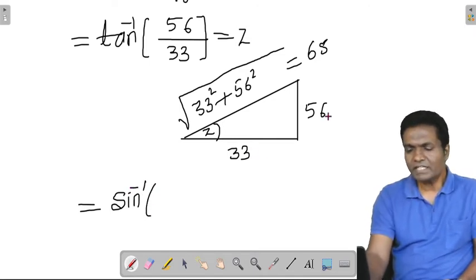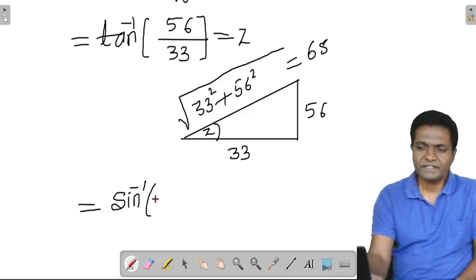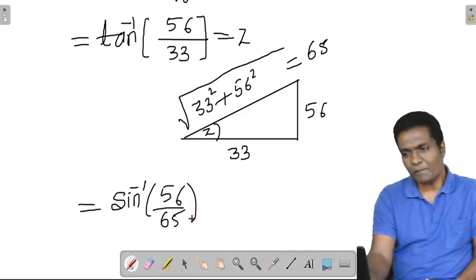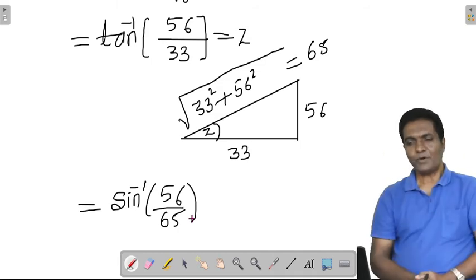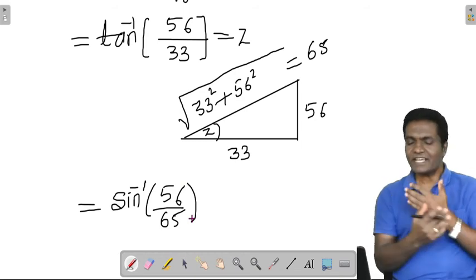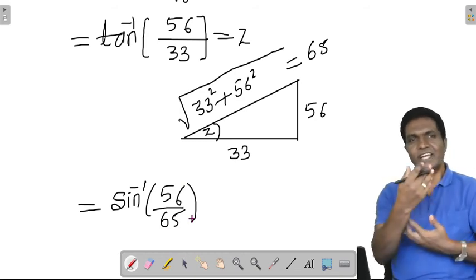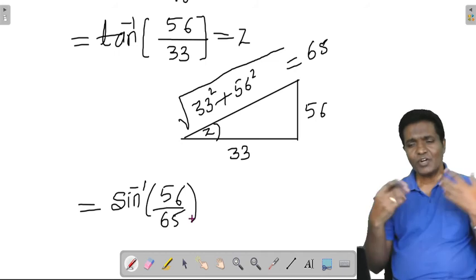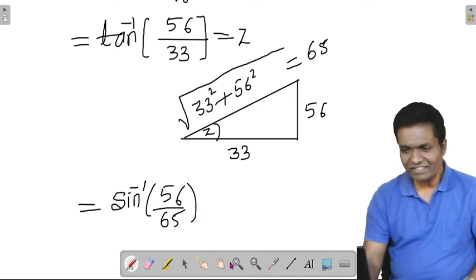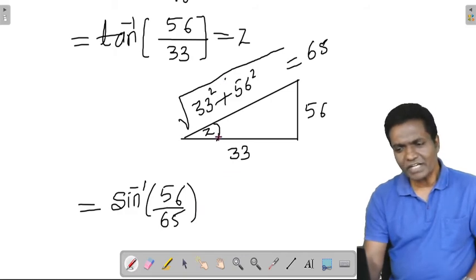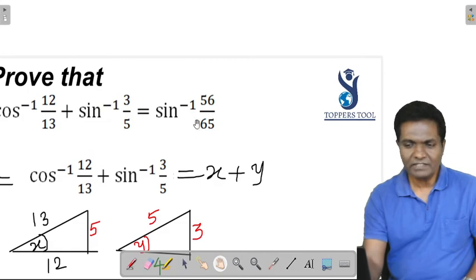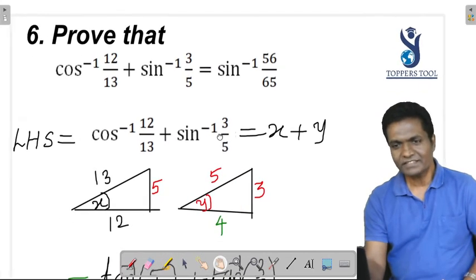So in terms of sine inverse, you can write 56 by 65, opposite by hypotenuse. So this is how you can express any sine inverse in terms of tan inverse, cos inverse in terms of tan inverse, and the reverse way. Okay, so this is your required result. You can check 56 by 65. Yeah, we have it. Okay, so great.